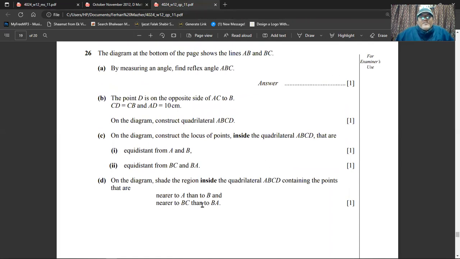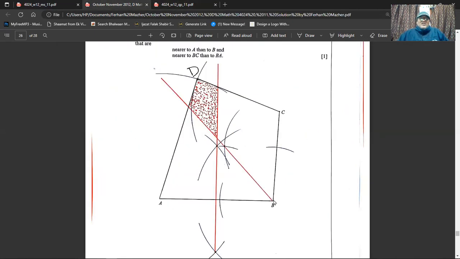Okay, and nearer to BC than BA. So this is that line, you have to remain near the BC. So you have to remain inside the quadrilateral, you have to remain near the A, and you have to remain near the BC. So this is that area. So we will shade this area.